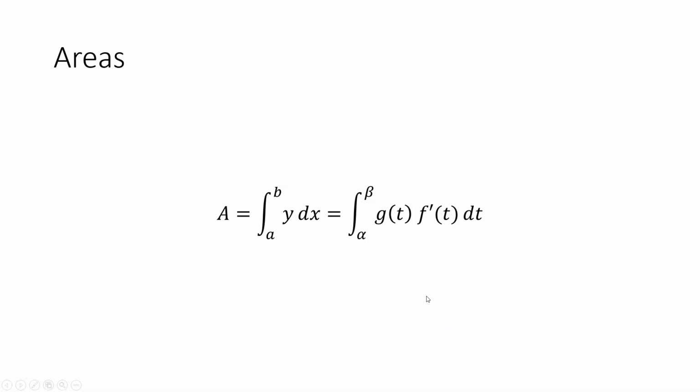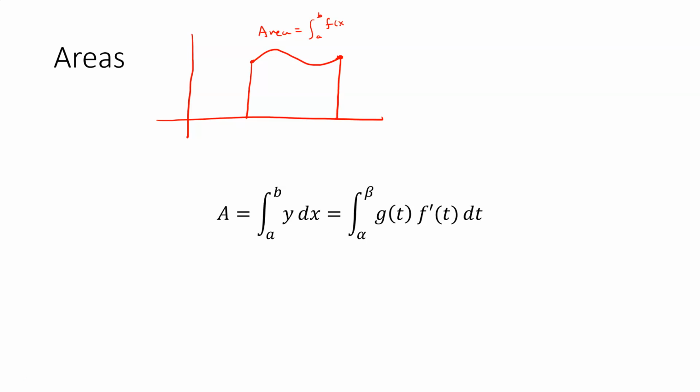In the next segment, we're going to think about how to find the area given by a parametric curve. So let's think for a moment here. If I want to find the area under the graph of a function y equals f of x from a to b, we know the area is just going to be the integral from a to b of f of x, which is really just y dx.